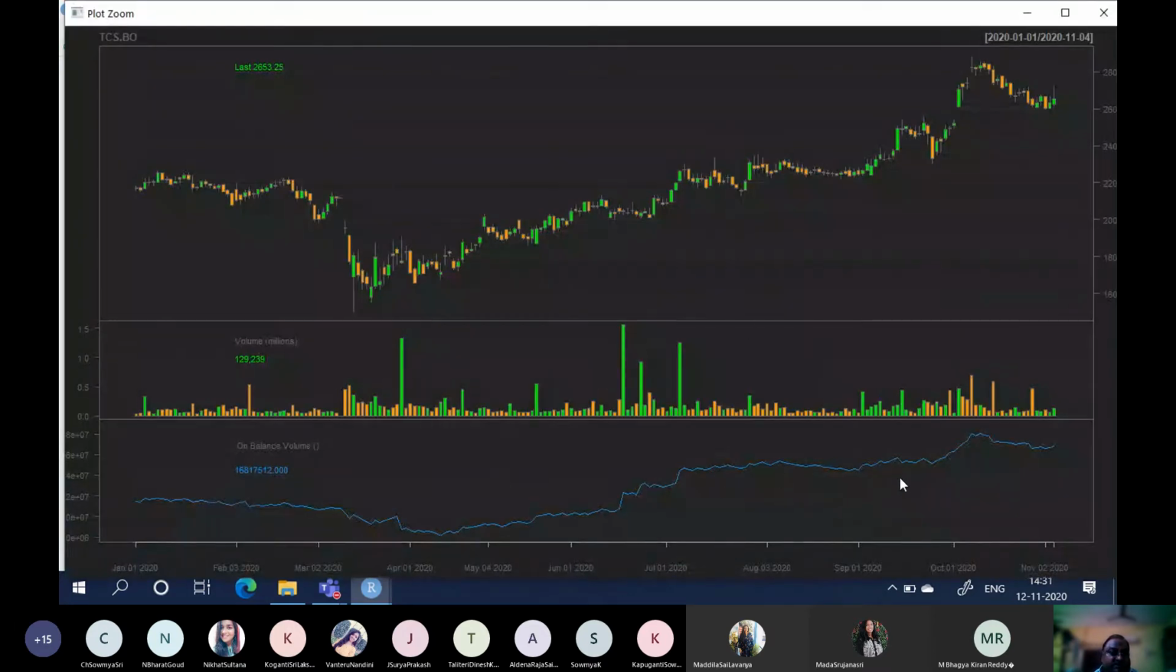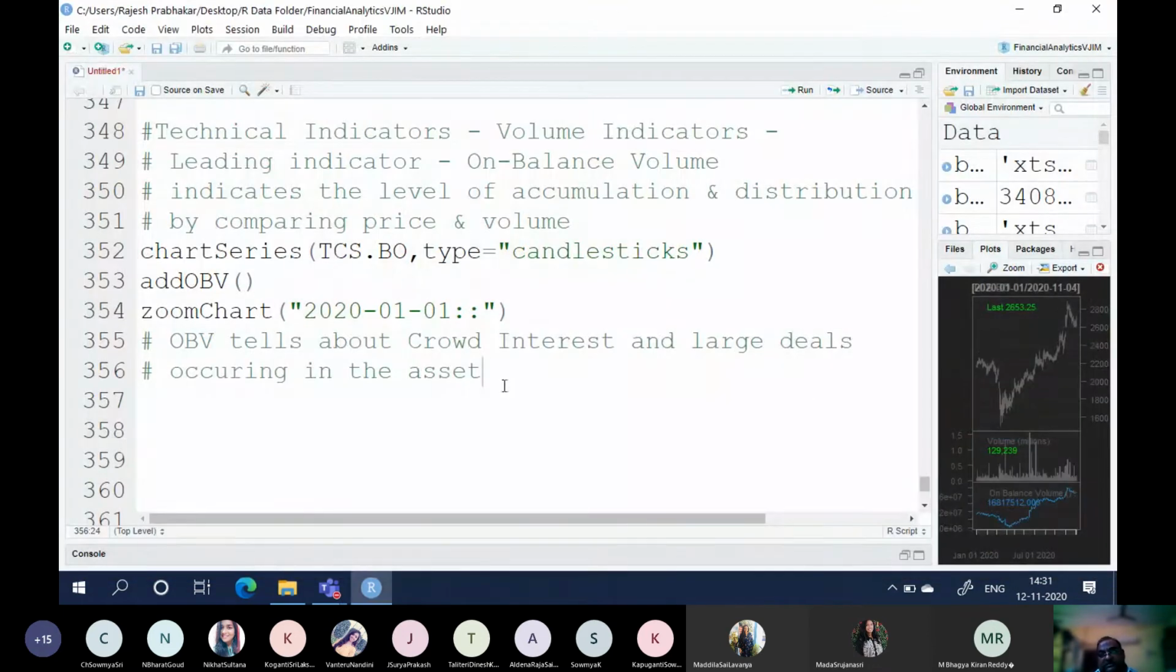So this is saying that many people are interested in TCS, a lot of people are interested. There is significant interest both by retail investors and large deals done by institutional investors. So crowd interest and large deals occurring in the asset is what OBV will indicate. As per this, we can see there is considerable interest within the TCS stock.